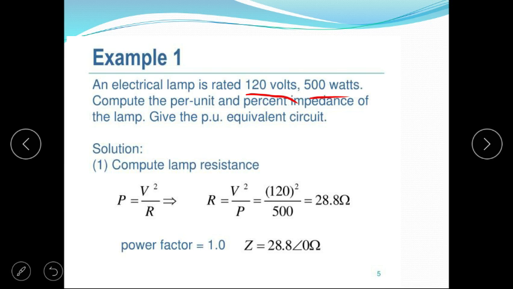First of all, we compute the resistance, the actual value of resistance. You know that P is equal to V square upon R, where V is equal to 120 and P is equal to 500. So the value of R is 28.8 ohm. This is the actual value of R. Power factor we consider 1. So Z actual is 28.8 ohm.